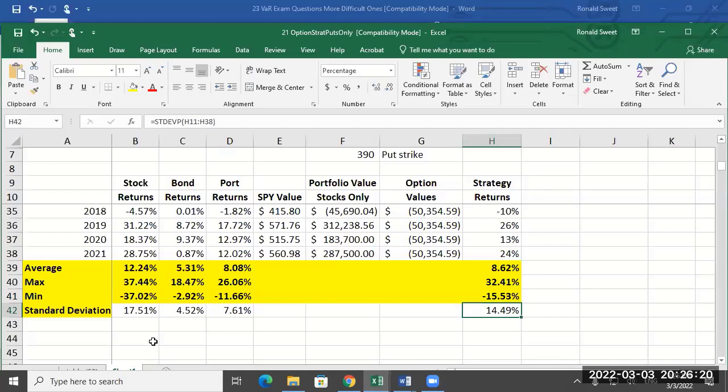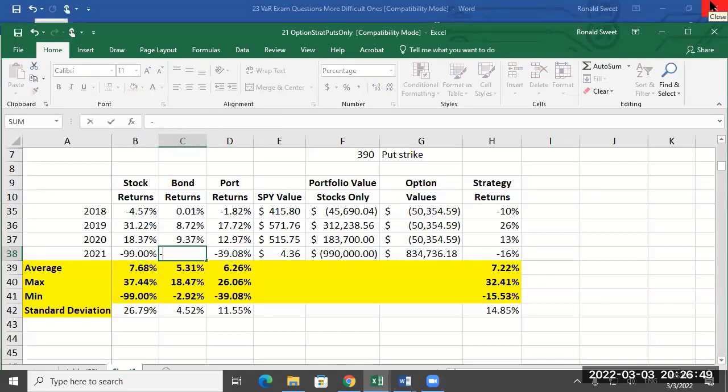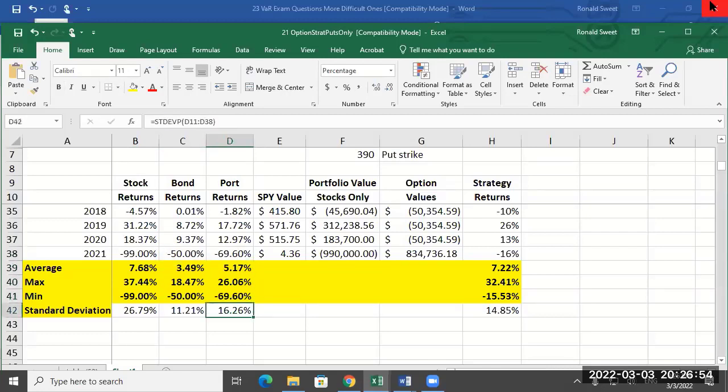What this guy's saying is, I've got an option strategy that 14.49 doesn't tell you anything. And why is that? Well, because if the stock market falls 90%, you don't lose much money. You only lose 16. And what do you think is the most you can lose with that strategy? It's 16%, right? What if the bond market is also down 50%? Your standard deviation would be much higher, but your max loss, I shouldn't have done that one there.